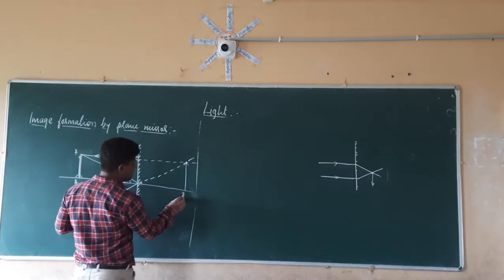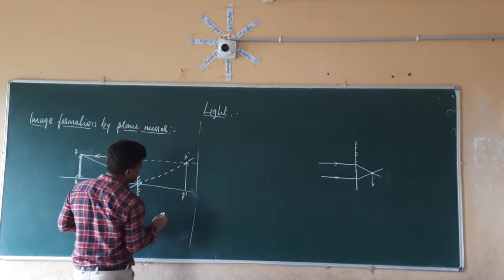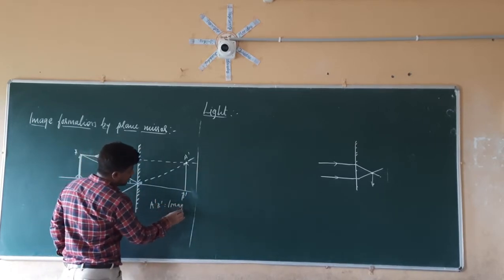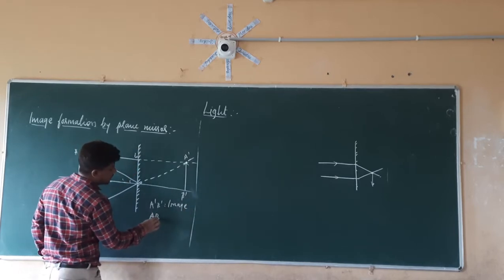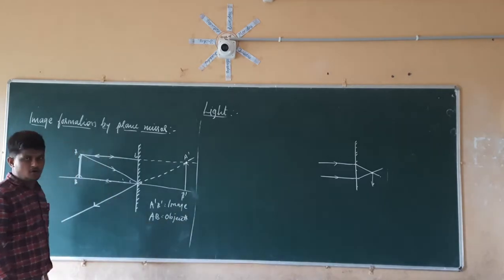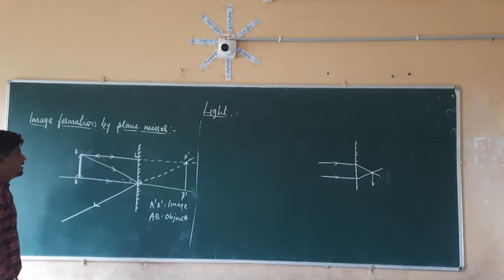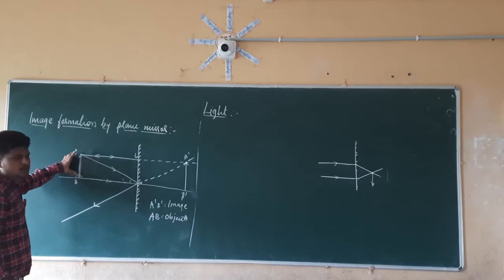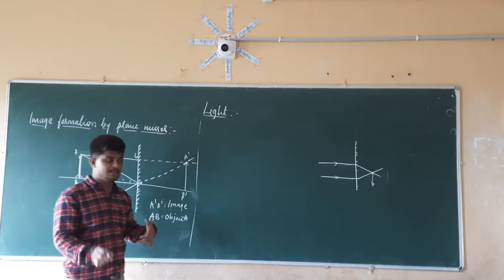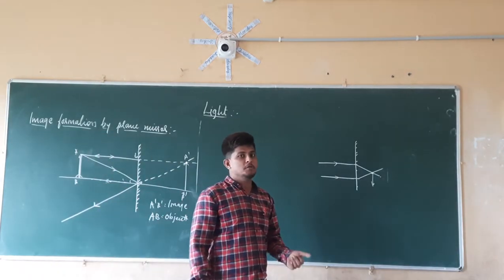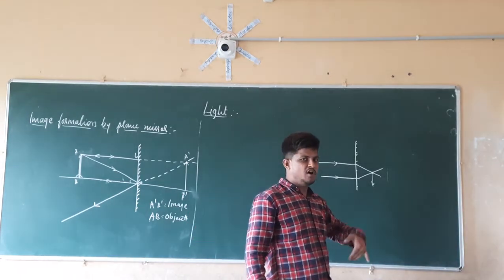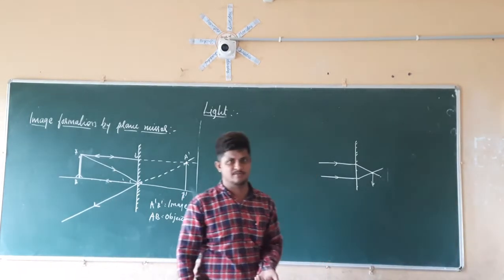So it will be B dash A dash. A dash B dash is nothing but the image, whereas AB is nothing but the object. So if you see here, the height of the object, that is the size of the object, and the size of the image are both the same. If you see your image inside a plane mirror, the size of the object, that is you, and the size of the image formed inside the mirror are both the same.